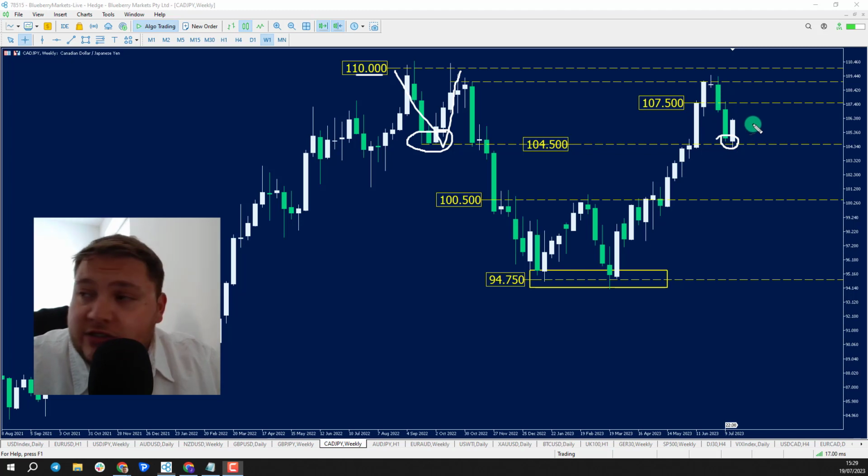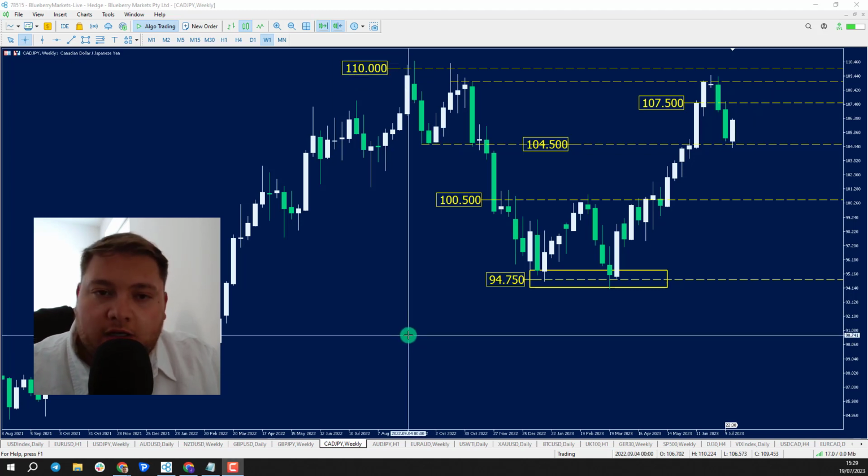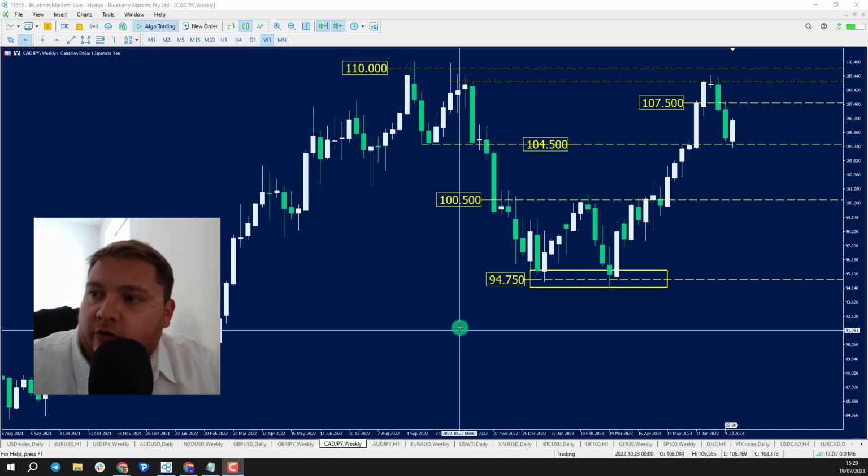The 104.50 support is basically the neckline of this double top pattern that occurred at the 110 handle. Now that price has traded through that, it's using it as potential support. If it does use it as support, then we could see CAD yen head back up to the highs here at the 109. Potentially, we could see price head for the 110 handle. This is obviously going to depend on whether the market wants to see that risk on coming into play.